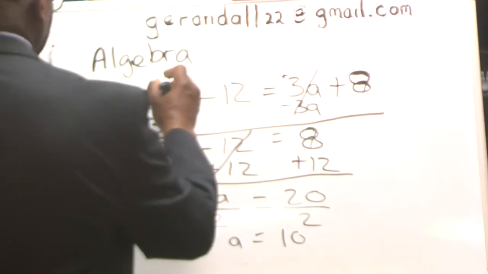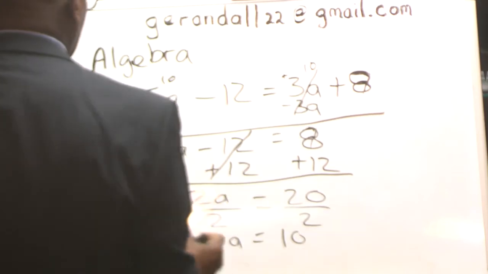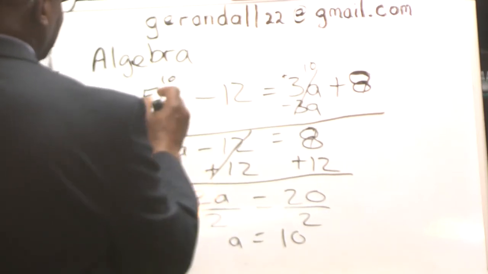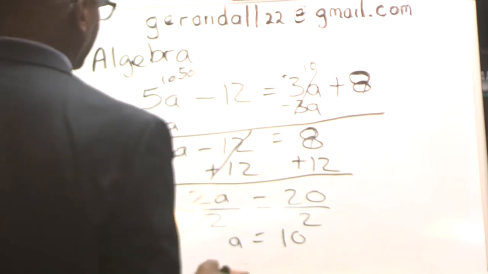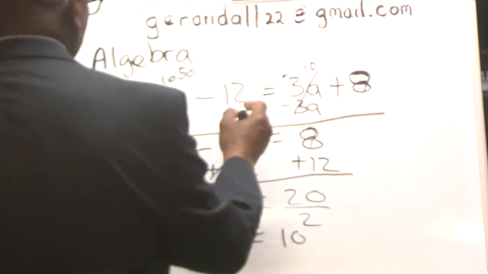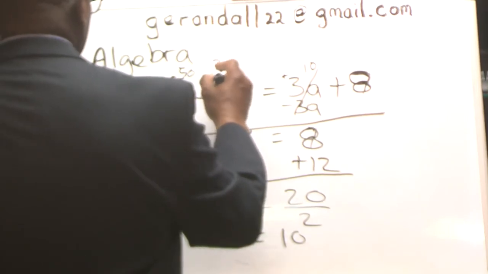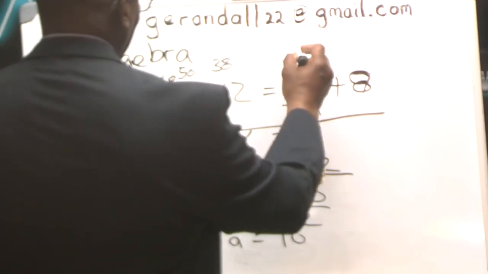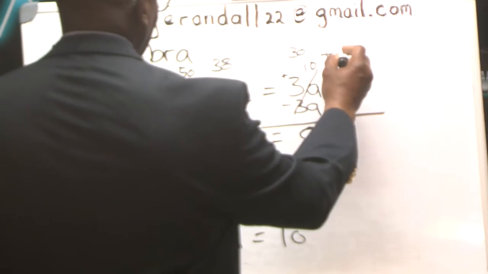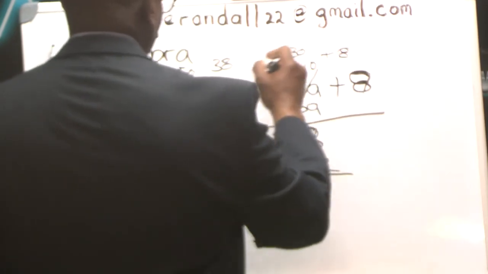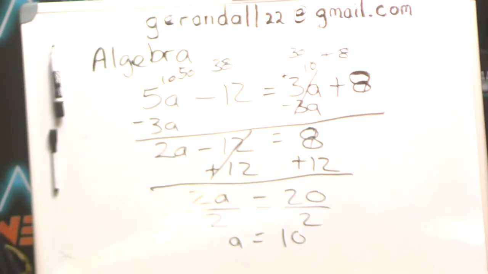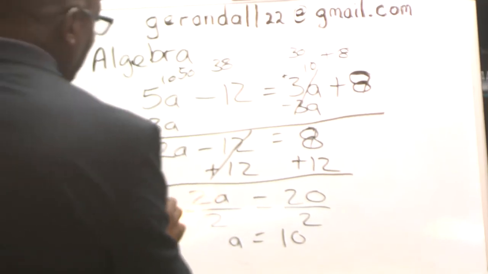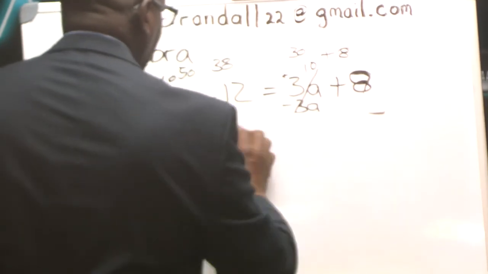Let's check real quick. We said 10. 5 times 10 is 50. And 50 subtract 12 is 38. So we say that 38's on that side of the equal sign. And over here, 3 times 10 is 30 plus 7. And so we got 38 equals 38. We've handed in a correct problem again. So, again, I know it may look a little difficult, but it's all about the process.